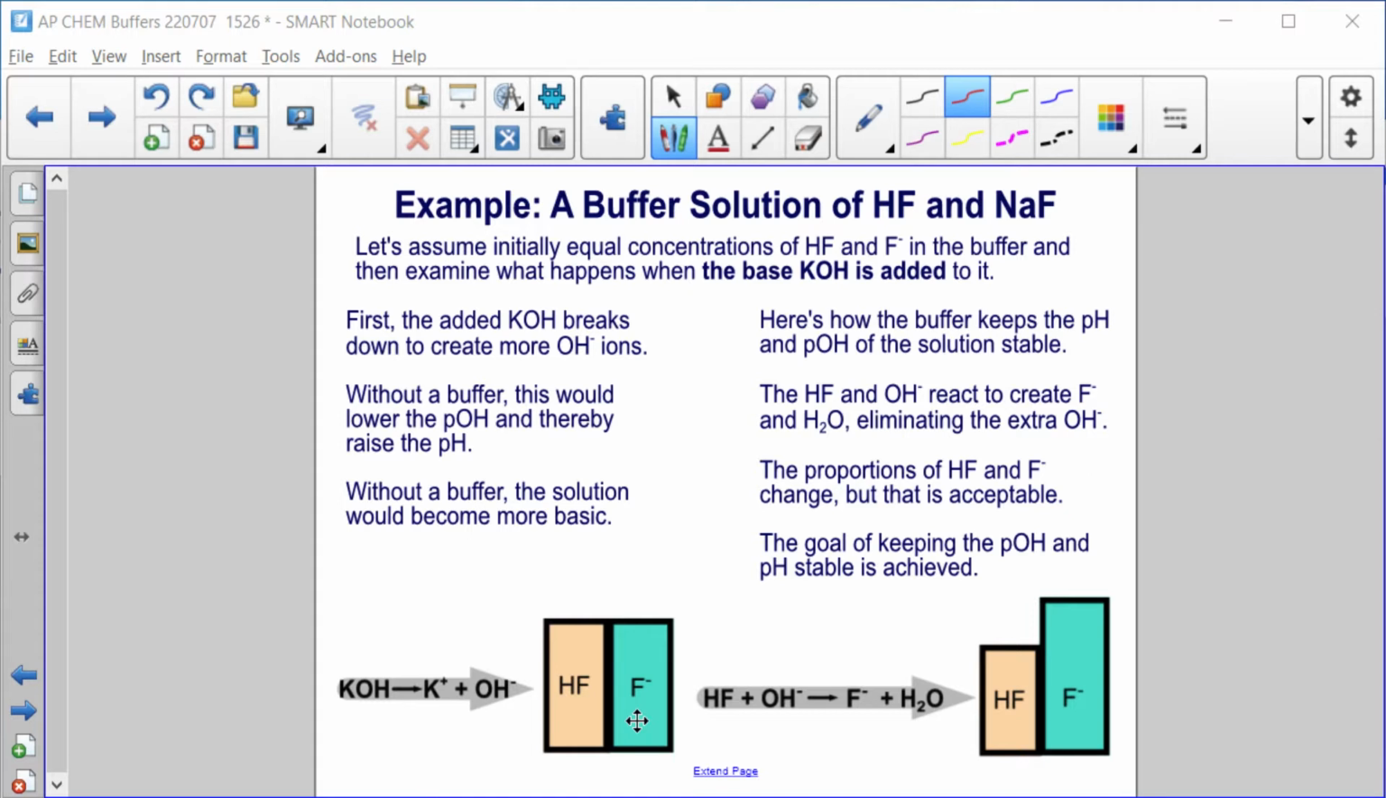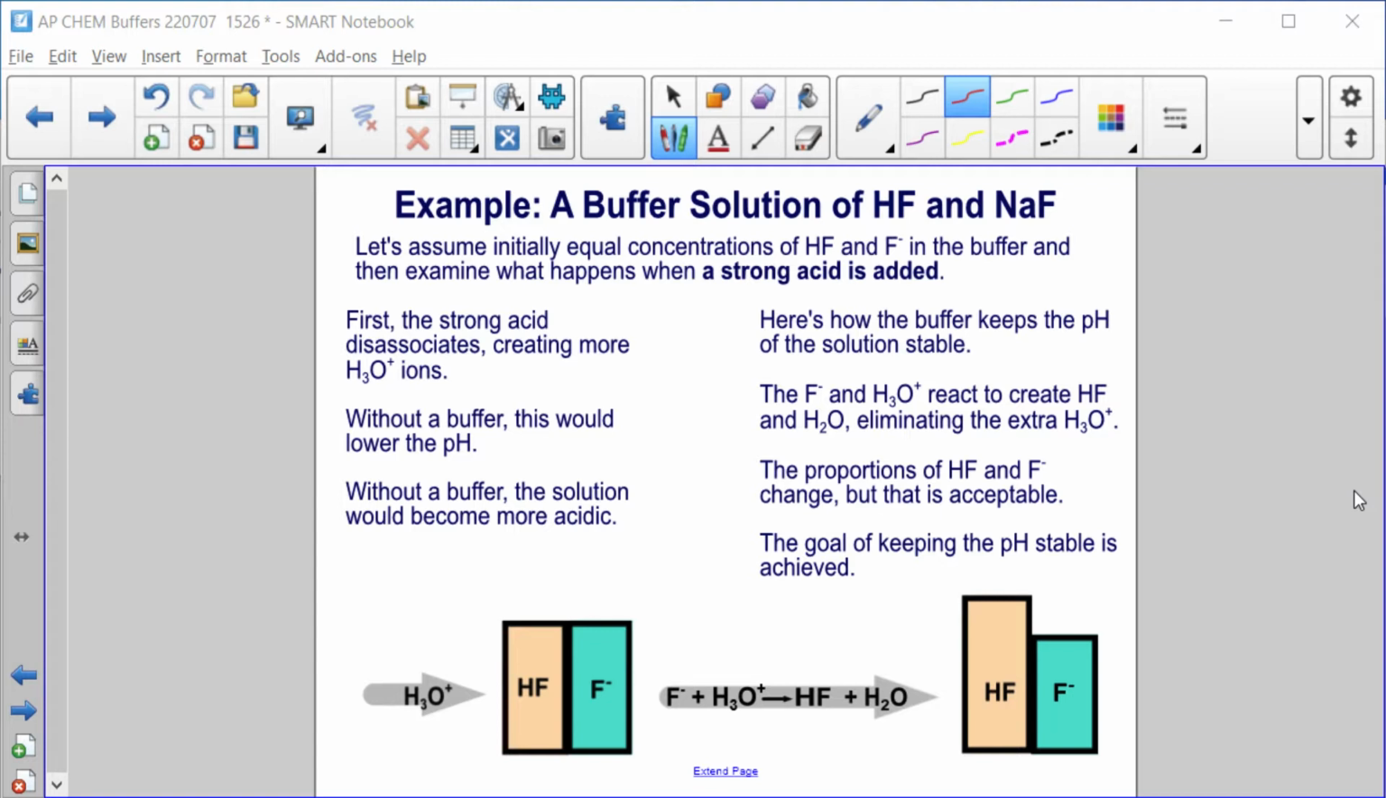The HF in the buffer and the OH- react to create F- and H2O, eliminating the extra hydroxide. So some of the HF is used and some F- is produced. The proportions then of HF and F- change. In other words, they're no longer equal, but that is acceptable. The goal of keeping the pOH and the pH stable is achieved.